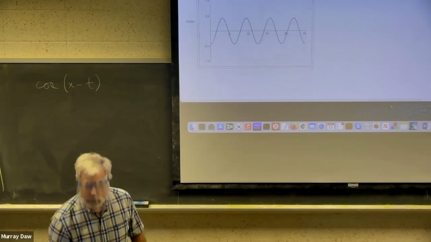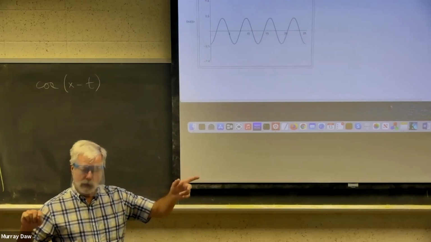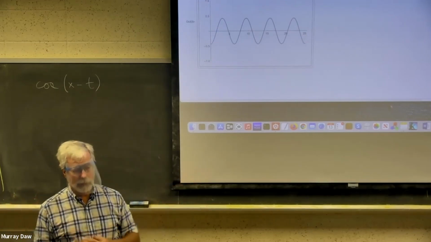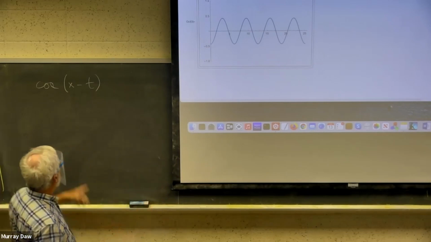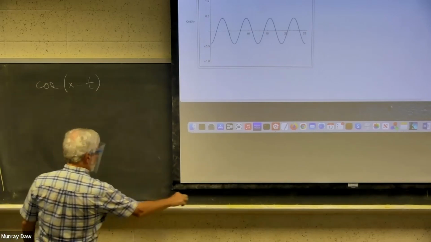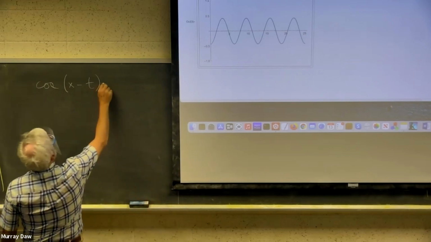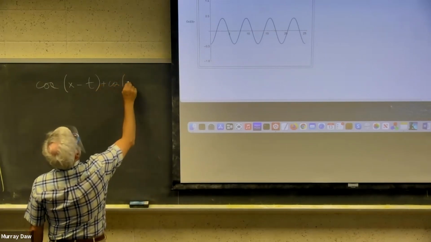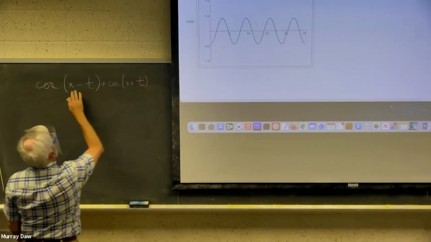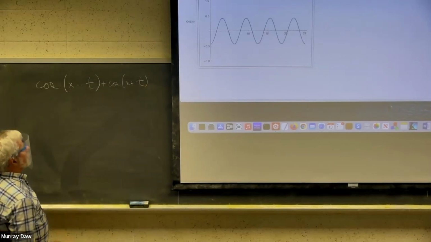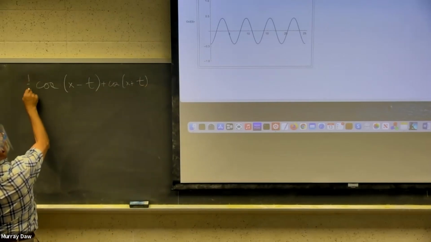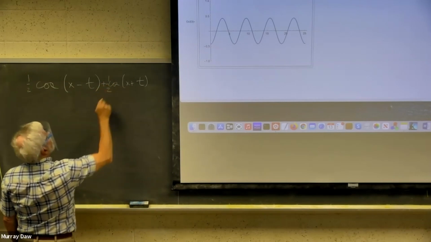I'm going to show you what happens if we take a superposition of right traveling and left traveling waves. So take cosine of x minus t plus cosine of x plus t. And I'm going to make the amplitude be half.